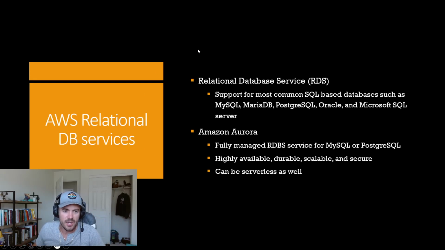So, AWS Relational Database Service. It uses an AWS service called RDS, and that provides you with support for the most common SQL-based databases like MySQL, MariaDB, PostgreSQL, Oracle, Microsoft SQL Server. Okay. And then Aurora is Amazon's fork of MySQL and PostgreSQL, but it's a fully managed relational database service. And currently, it only supports those two.